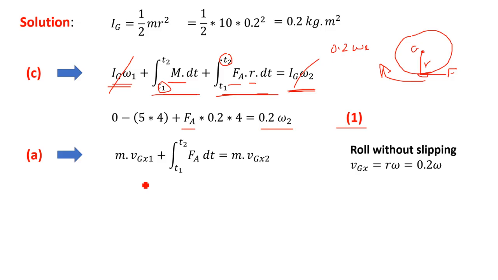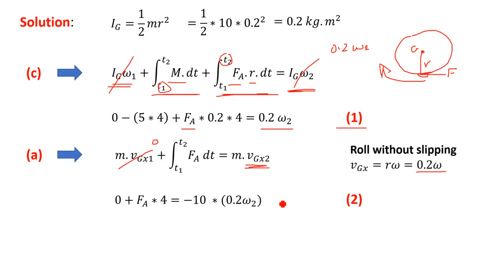We know that the horizontal velocity initially is 0. And this one now is going to be written as 0.2 omega. The FA is unknown, but the time is 4 seconds. So I can write the equation as 0 plus FA multiplied by 4 seconds, and it's going to be equal to negative 10 multiplied by 0.2 omega 2. Okay, so we got that, and we're almost there.